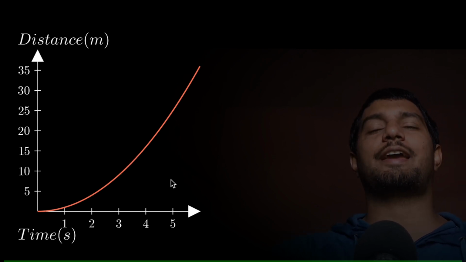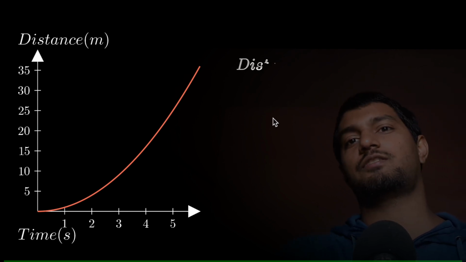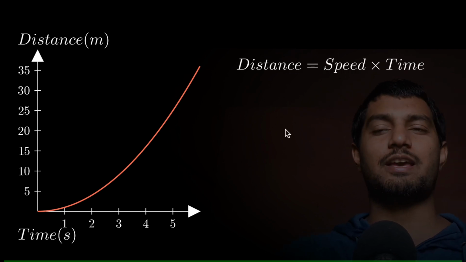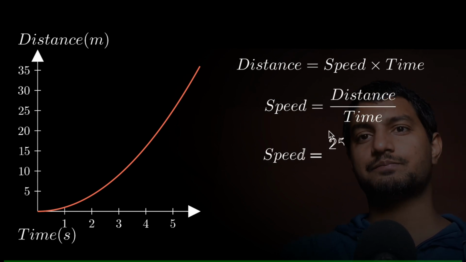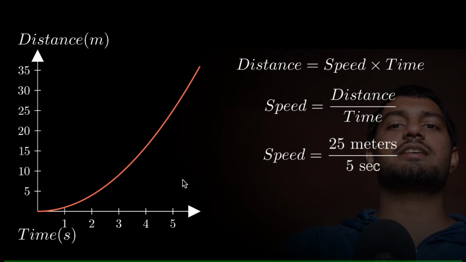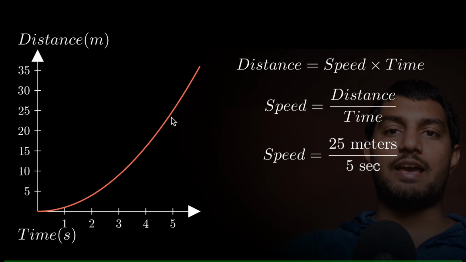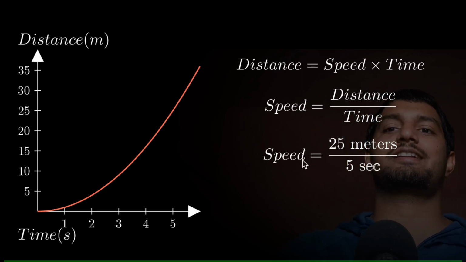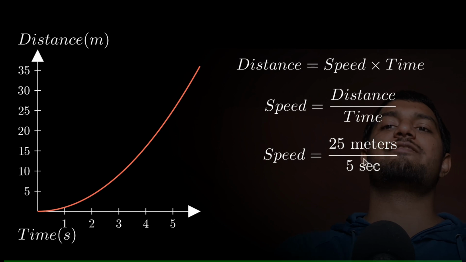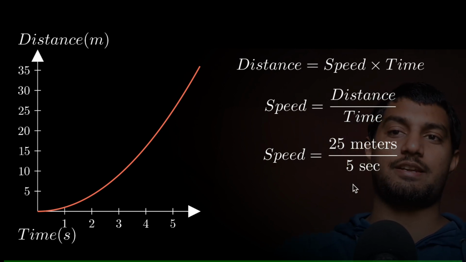And our goal is to find the speed of this car, right? We have learned the formula: distance is equal to speed times time, and then speed comes out as distance divided by time. This is the general formula to find speed. Let's say the car travels 25 meters, this part over here. So what will be the speed? The time it takes is 5 seconds. In 5 seconds, it reaches 25. So I can easily calculate the speed: 25 divided by 5 becomes 5 meters per second, right?